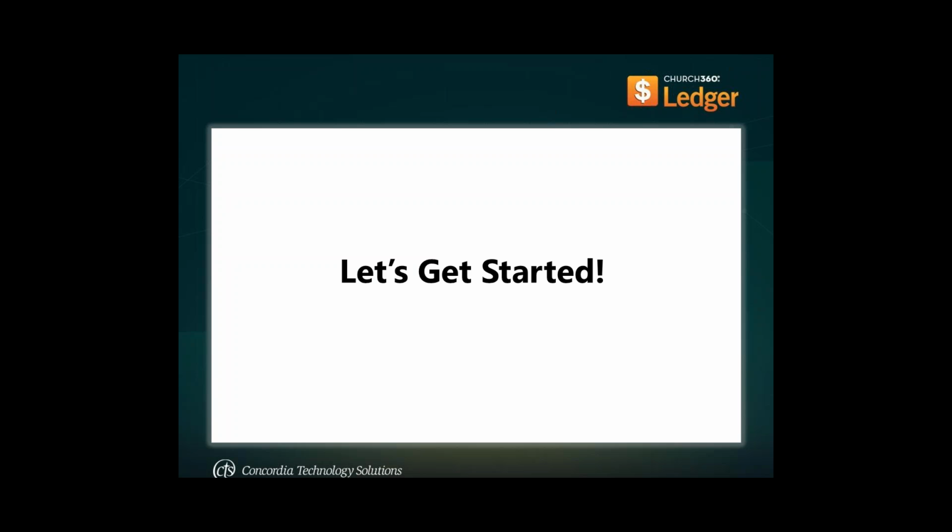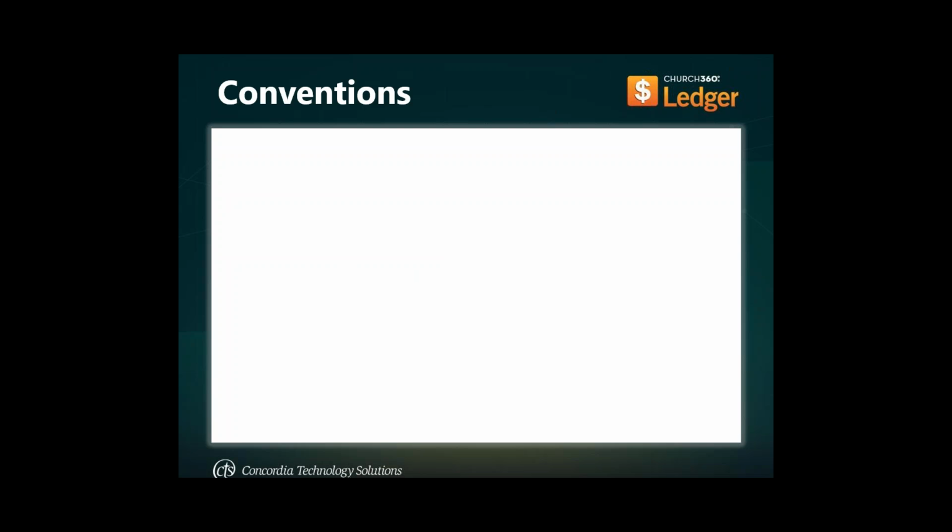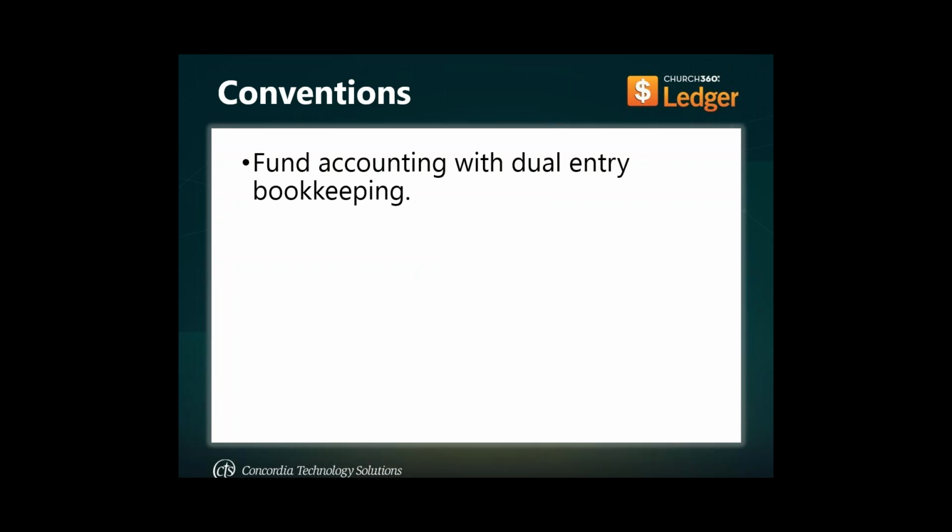Let's get started. So when it comes to conventions, inside of Church360 Ledger, it is based on fund accounting with dual entry bookkeeping. So every single account is going to be inside of a fund or a book. And anytime you create a transaction, it's at least going to have two line items. So when we're dealing with checks, you're mostly dealing with your bank account and expense accounts. So there'll always be two line items, dual entry bookkeeping.